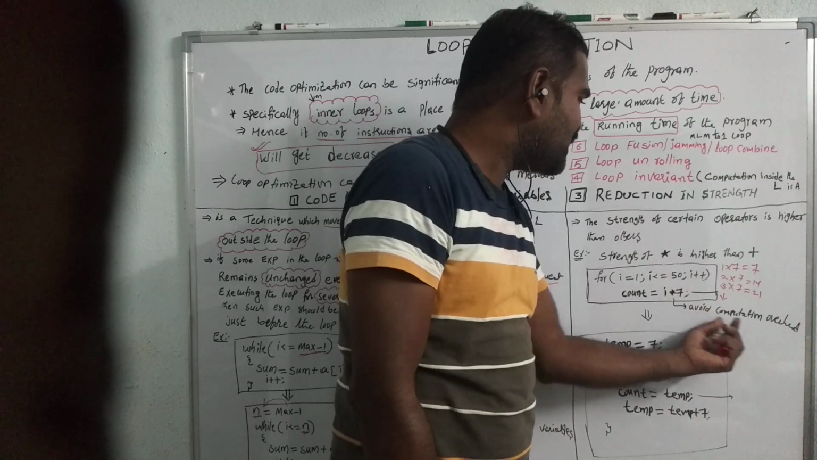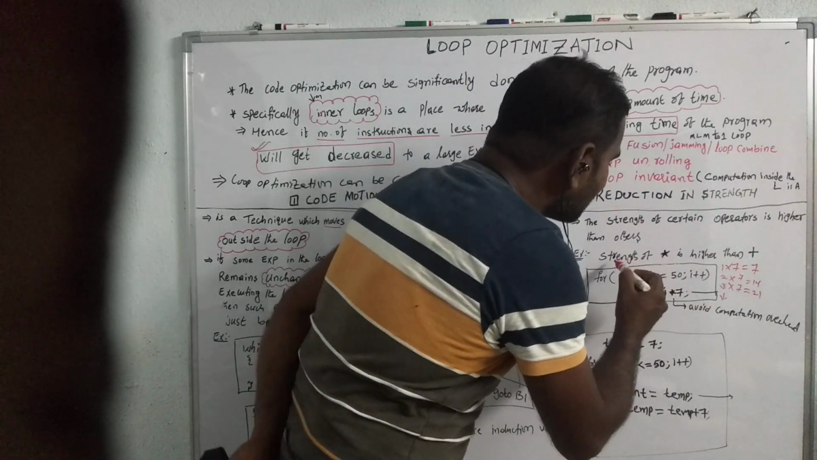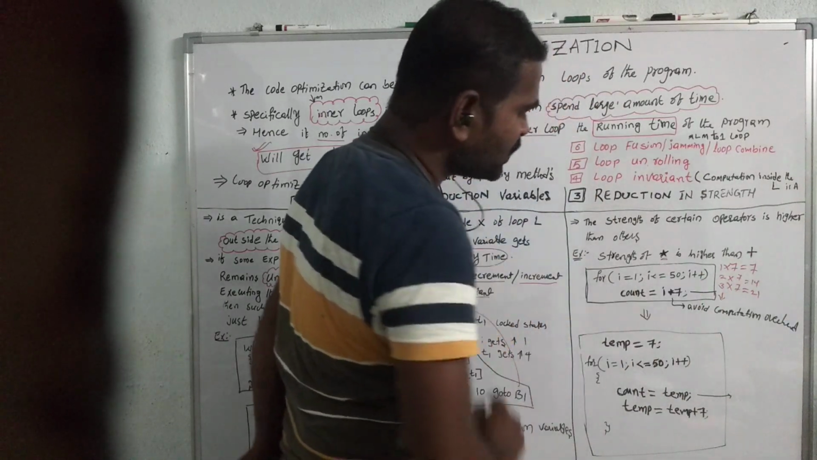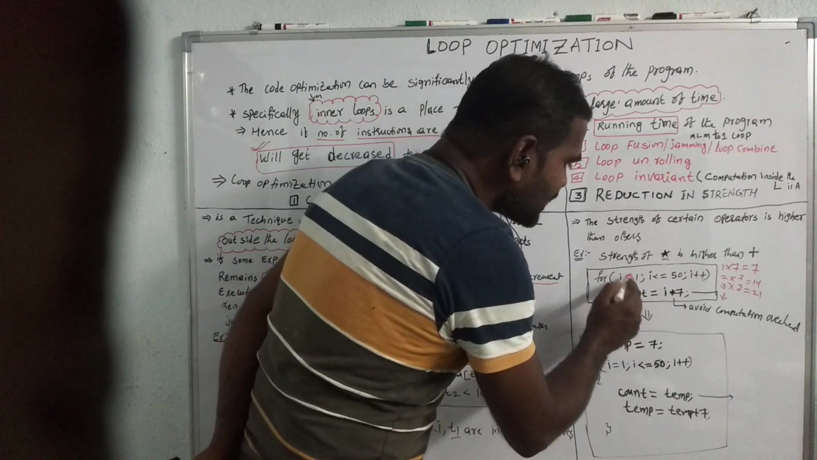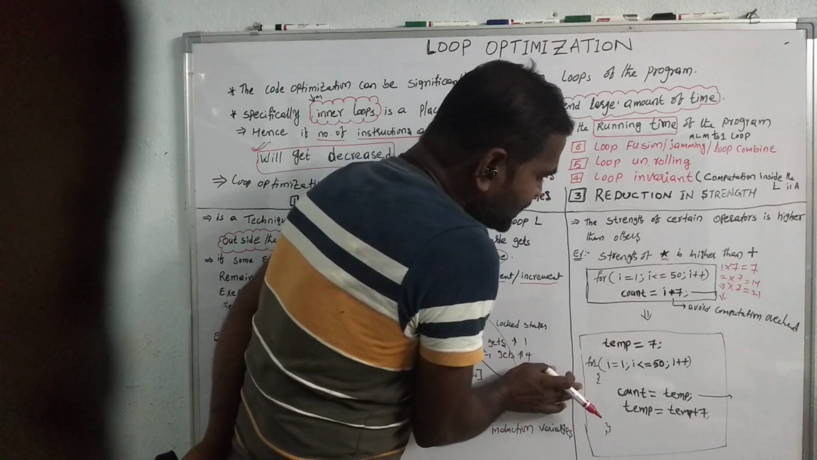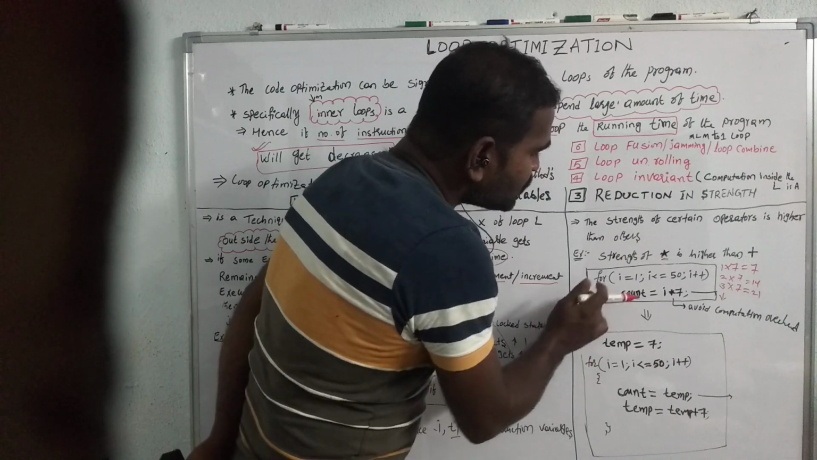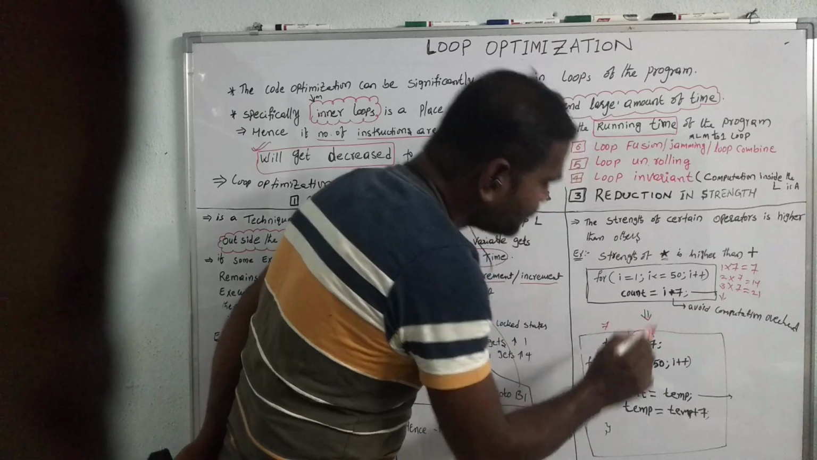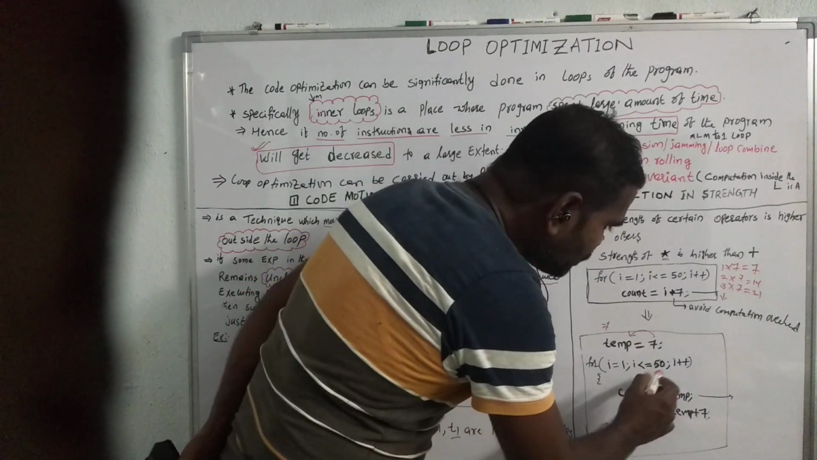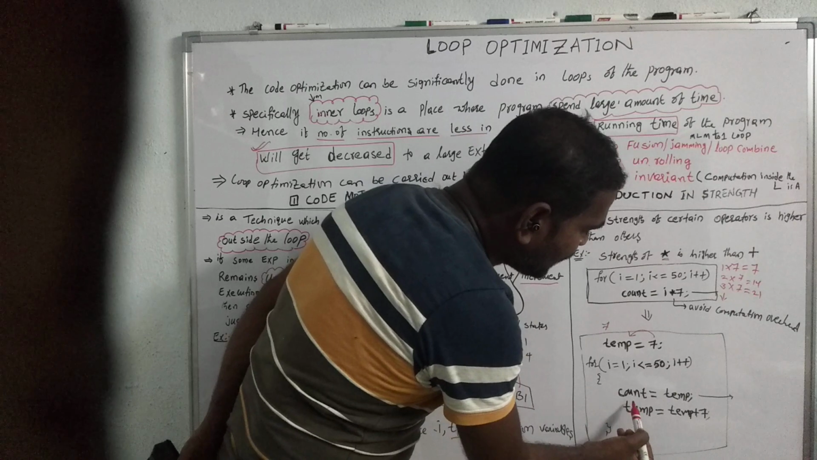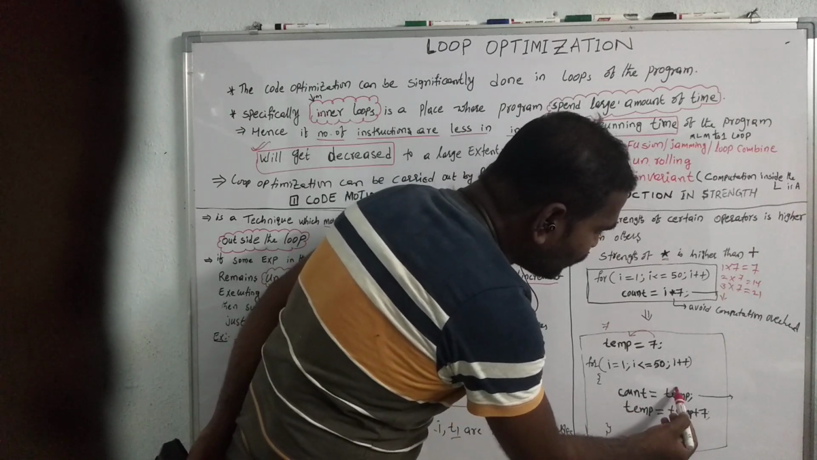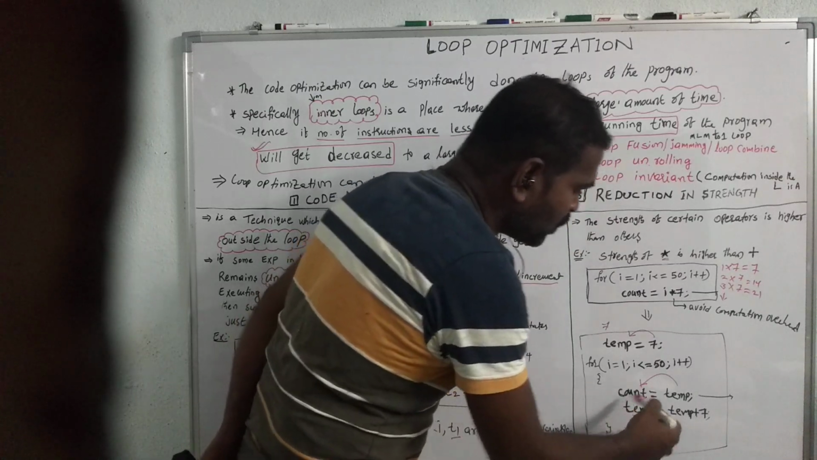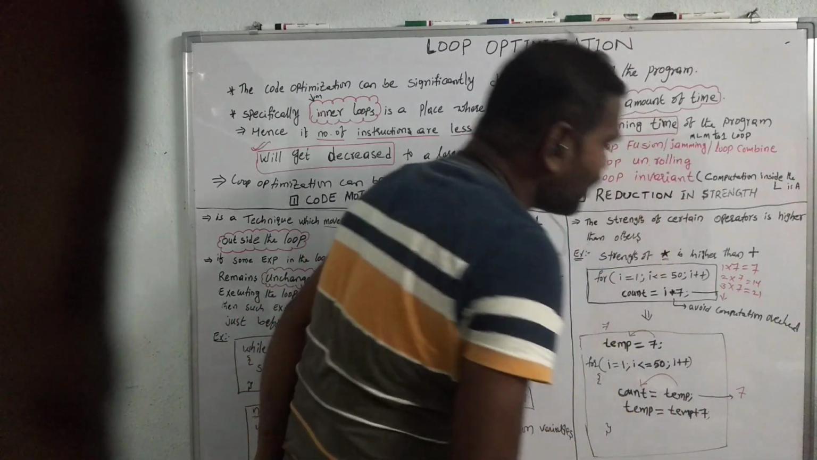This avoids computing overhead by replacing the higher strength operation with a lower strength one. Suppose the same code is replaced like this. Temp is assigned 7. The loop is also repeated 50 times. Then count is equal to temp, so whatever value temp holds is assigned to the count location. That's why the count value is 7.